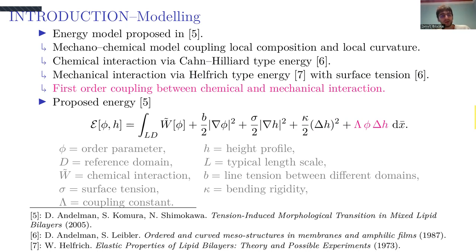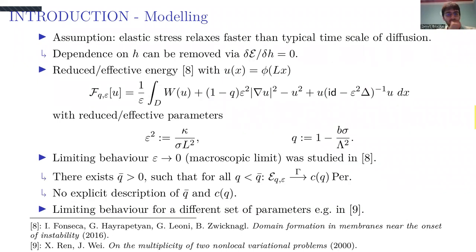Okay, so Komura, Shimokawa, and Andelman proposed this energy model and said this is why pattern formation occurs. So when we go further into the mathematics, we can make some simplifying assumptions. First and foremost, we can remove the dependence on the variable h here and make this energy only dependent on one function. And we can do this via the physical assumption that the elastic stress relaxes much faster than the typical time scale of diffusion, which basically means that the variation in direction of h is zero.